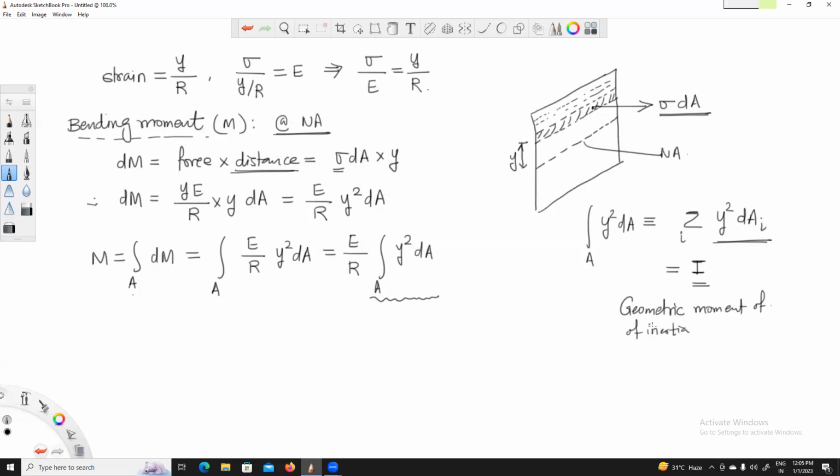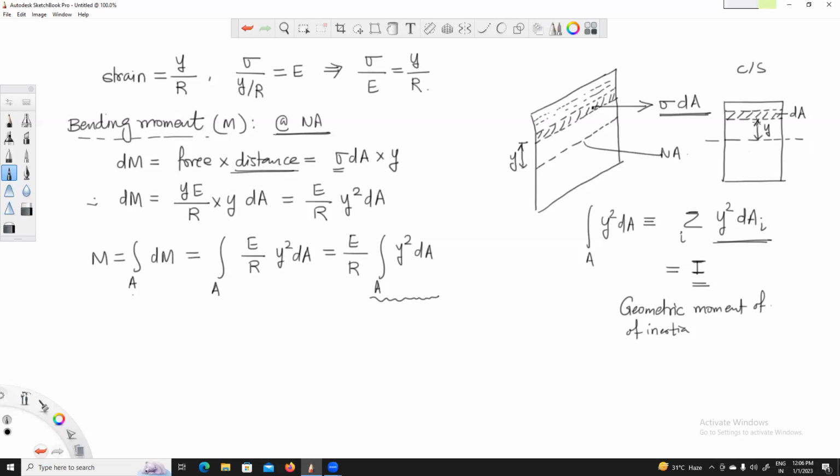So how to find it? You have to square the distance of that particular cross section from a certain fixed reference. So let me draw the diagram over here. This is the cross section of the beam. Now you have considered this particular area of cross section, which you have denoted by dA. It is at a distance of y from the neutral axis, and you are finding the moment of inertia of this area of cross section about the neutral axis.